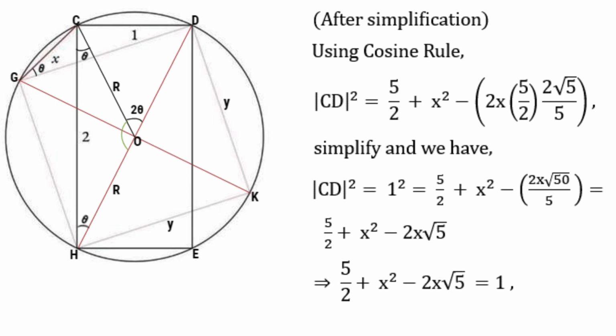Using cosine rule, the square of line CD equals 5 divided by 2 plus the square of x minus 2 times x times 5 divided by 2 times the square root of 5 divided by 5. Simplify and we have that the square of the length of line CD equals 5 divided by 2 plus the square of x minus 2 times x times the square root of 5, which equals 1.